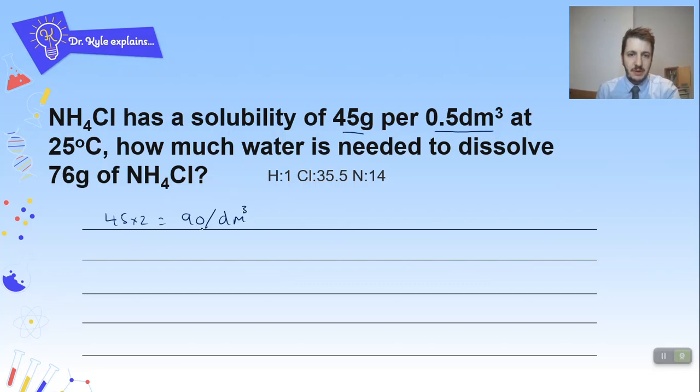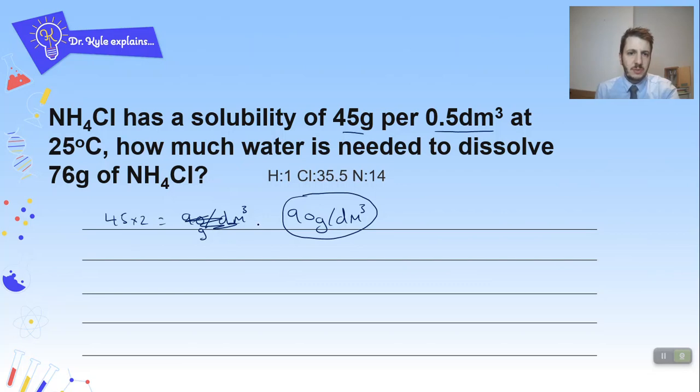Now remember, the units for concentration are, I'm just going to rewrite that, 90 grams per decimeter cubed. And so the unit here is 1 decimeter cubed. So because it's 45 to 0.5, it means it's 90 in a decimeter cubed. Now we've got our concentration.